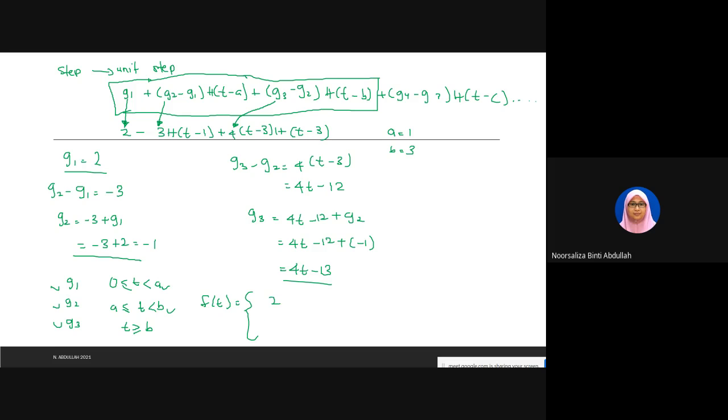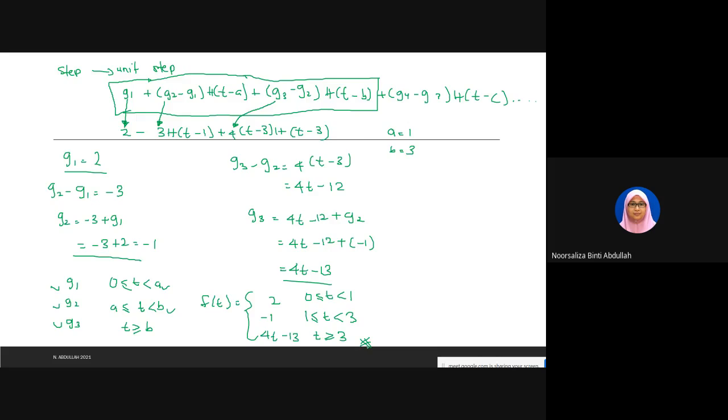G1 is 2 from 0 to A. A is 1. And then FT equals to G2. G2 is minus 1, for T between 1 and B, where B is 3. Okay, and then FT equals to 4T minus 13 for T greater or equals to 3. So this is your unit step.